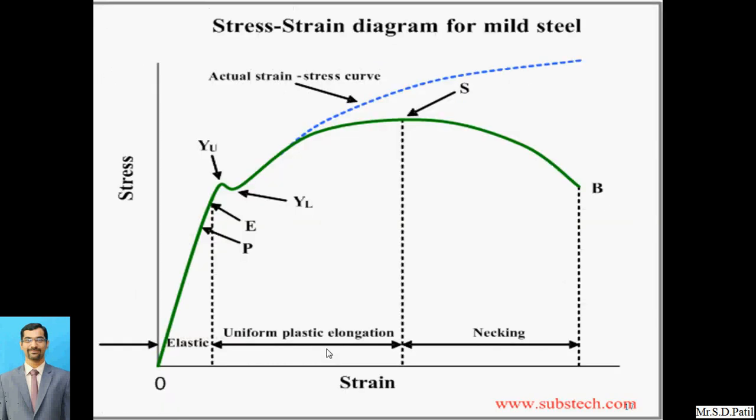So this is generally the stress strain diagram for mild steel. In this stress strain diagram, we can see the elastic, uniform plastic elongation and the necking portion. This is the proportional limit. E is the point where the elastic zone is. YU means the upper yield point, and YL is nothing but the lower yield point. Then S is the UTS, the ultimate tensile strength, and B is the point where the exact fracture occurred.